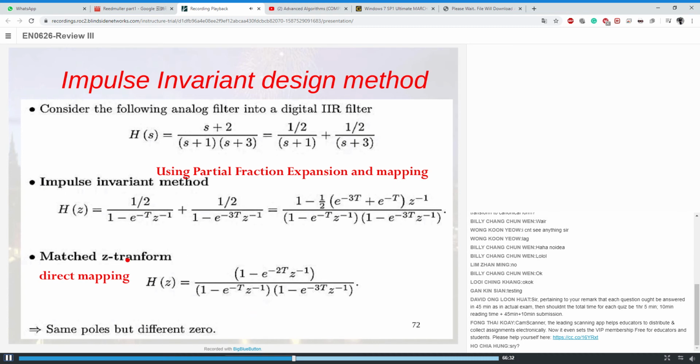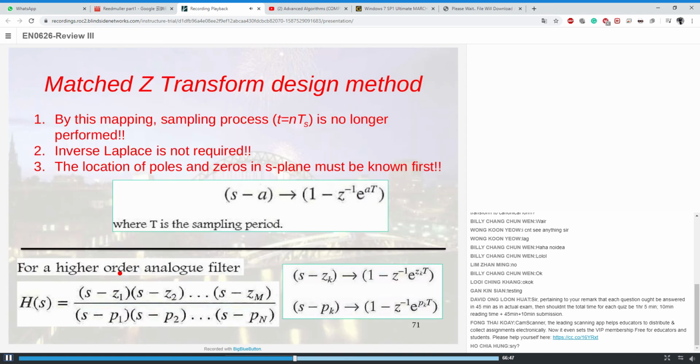MZT and the impulse invariant method are a little bit alike. The poles definitely are the same; this is the example. Direct mapping means that whatever your analog poles or zeros are, you directly map them by using this formula to get your digital poles and zeros.